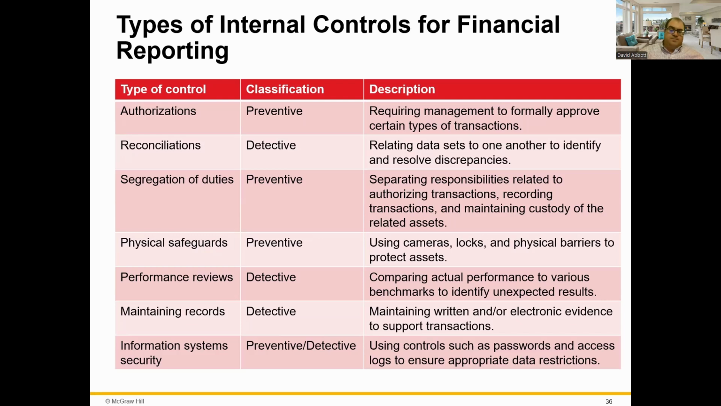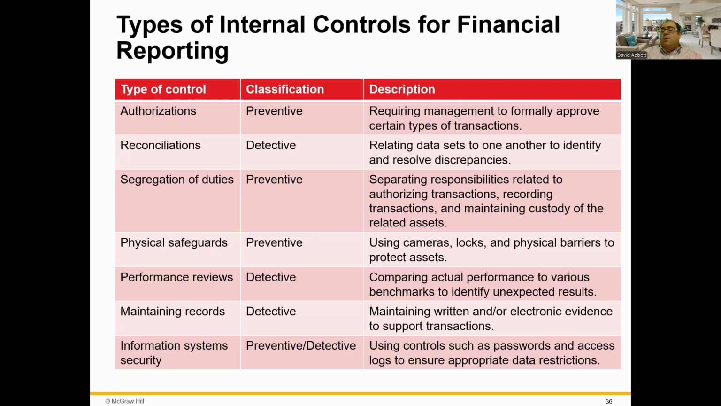So for example, if you're issuing a payment, someone else authorizes it, someone else will record it, someone else will actually issue the check, and someone else will sign the check. You have different duties, or you don't have, like, a husband and a wife working in the same area, in the same department, where there could be a conflict. So that's really important. Physical safeguards, again, using cameras, locks, physical barriers to protect assets.